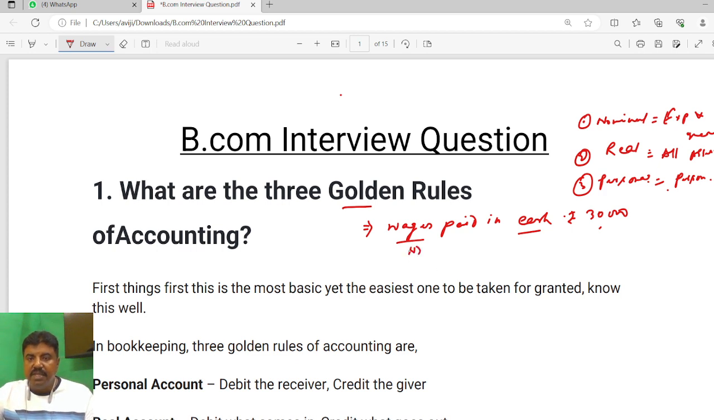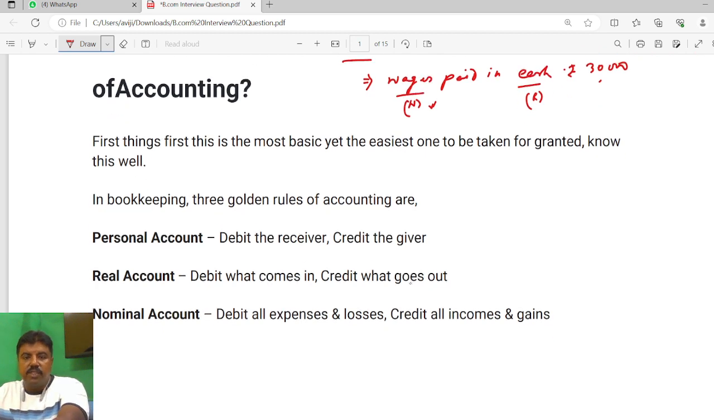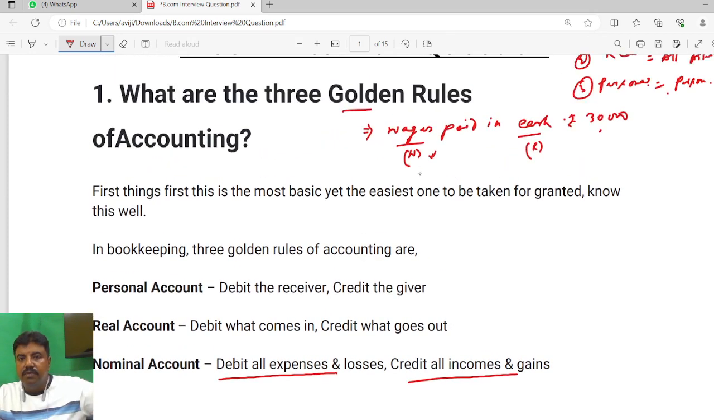So wages here is a nominal account, because wages is an expense of a business, and cash is real, because it is an asset. Now which one has to be debit and which one has to be credit? To decide that, the golden rule is there. It's nominal, and the golden rule says in a nominal account, expenses and losses are debit, as you can see here, and incomes are credit. So we will do wages debit and cash credit. Since wages is an expense of the business, as per nominal, wages has to be debit.